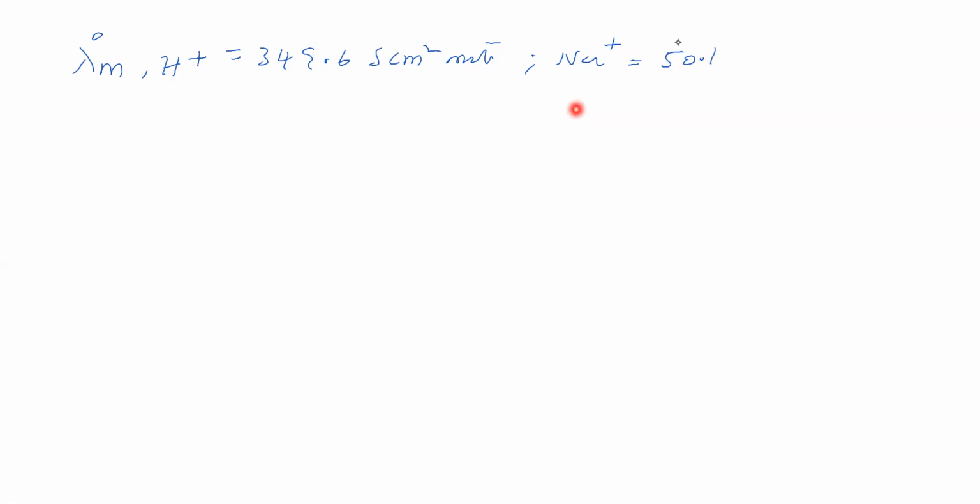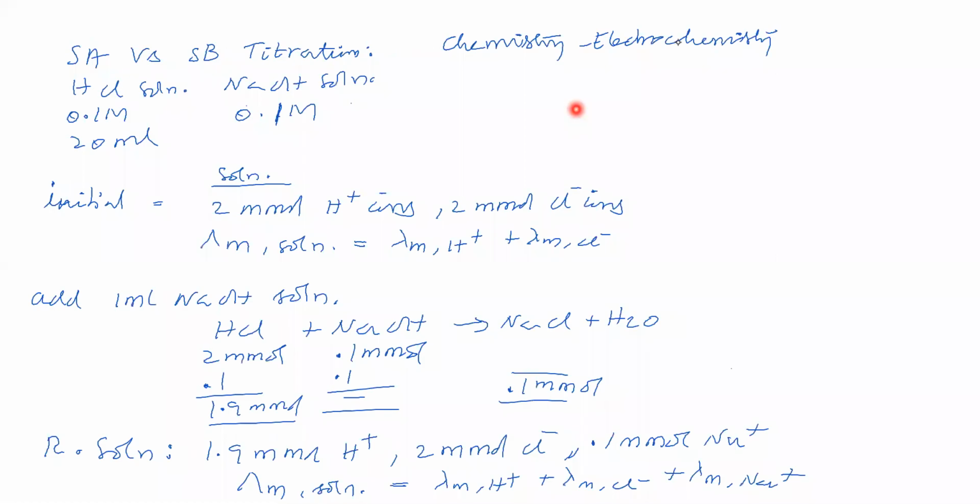Now we will see. Here in this solution Cl minus carries current. The current carried by Cl minus remains the same. Here H plus carries current. Here 2 millimoles of H plus ions carry current, and here 1.9 millimoles of H plus ions carry current.